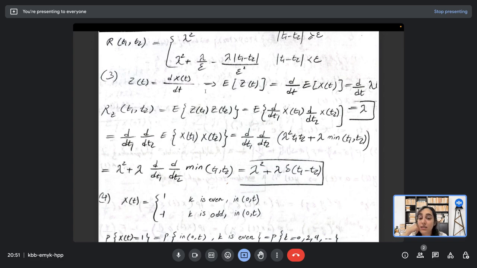Now we should calculate the autocorrelation. The autocorrelation has a formula like this, which is the expected value of z of t1 times z of t2.